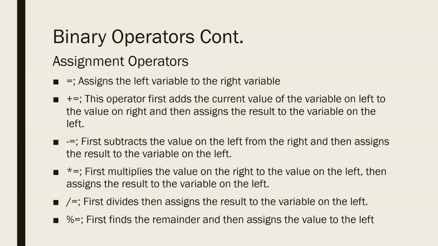Now let's talk about assignment operators. First, the equal sign assigns the right value to the left variable. The plus and equal sign adds the current value of the variable on the left to the value on the right, and assigns the result to the variable on the left. Subtraction and the equal sign subtracts the two values, then assigns the result to the variable on the left.